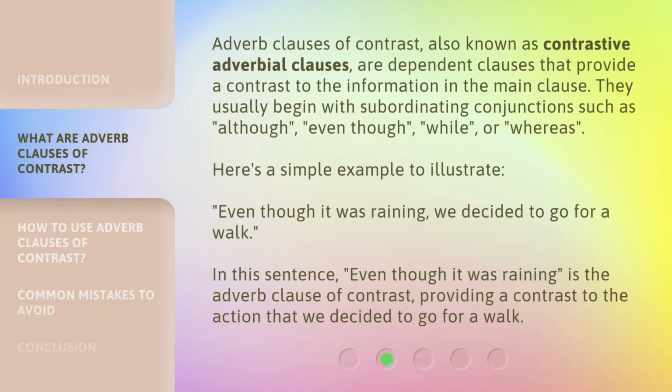Adverb clauses of contrast, also known as contrastive adverbial clauses, are dependent clauses that provide a contrast to the information in the main clause. They usually begin with subordinating conjunctions such as although, even though, while, or whereas. Here's a simple example to illustrate. Even though it was raining, we decided to go for a walk. In this sentence, even though it was raining, is the adverb clause of contrast, providing a contrast to the action that we decided to go for a walk.